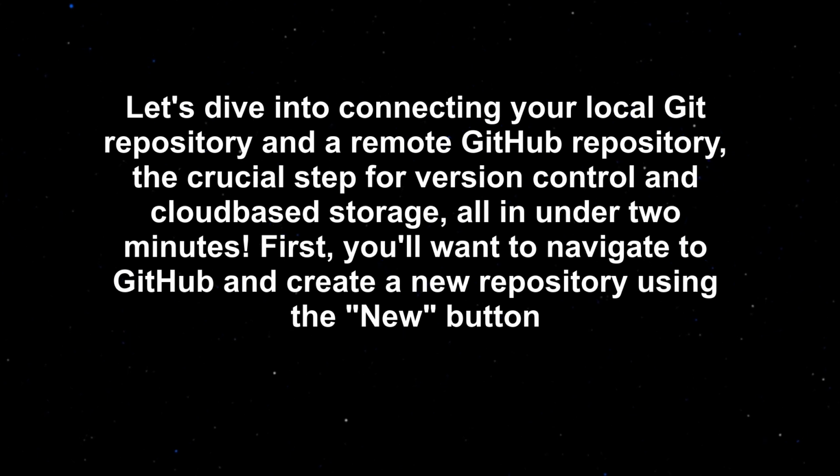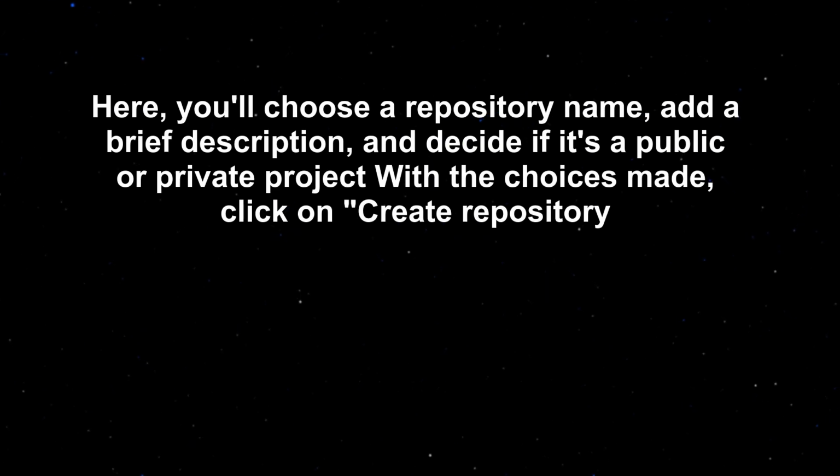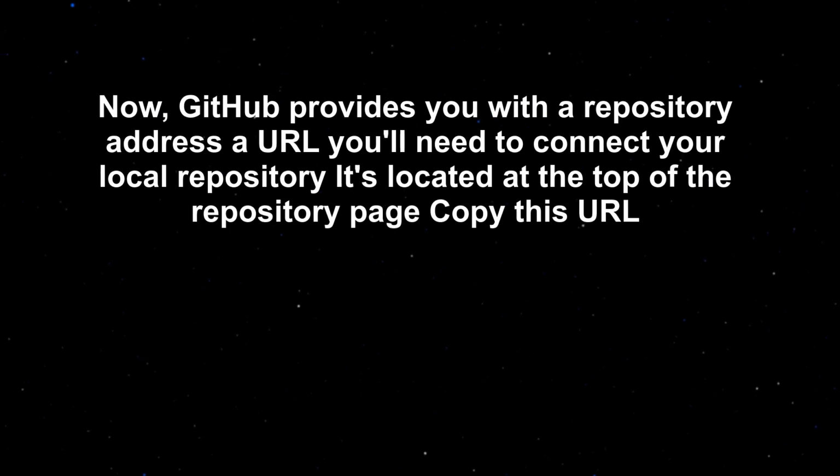First, you'll want to navigate to GitHub and create a new repository using the New button. Here, you'll choose a repository name, add a brief description, and decide if it's a public or private project. With the choices made, click on Create Repository. Now, GitHub provides you with a repository address, a URL you'll need to connect your local repository. It's located at the top of the repository page.